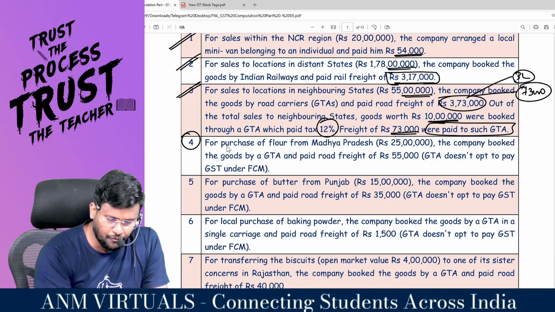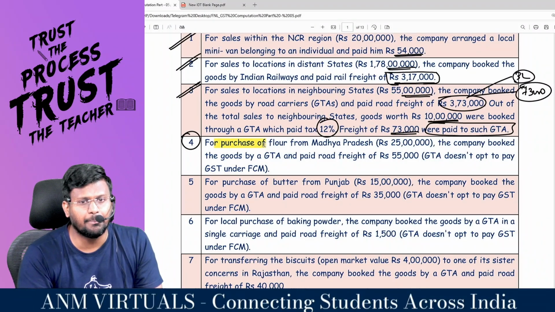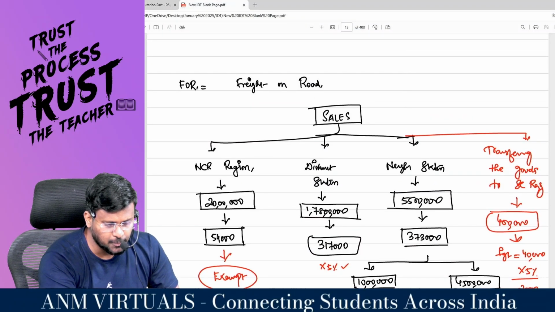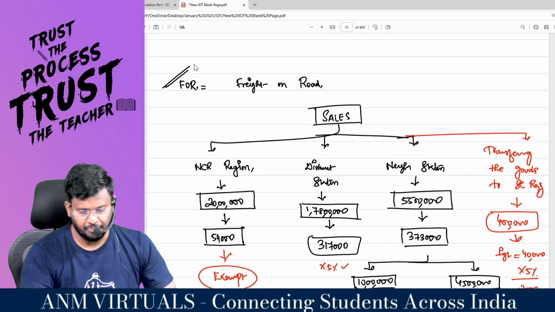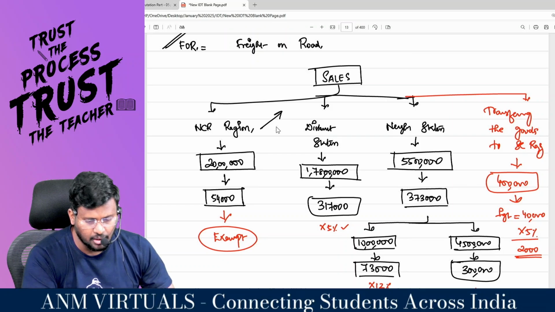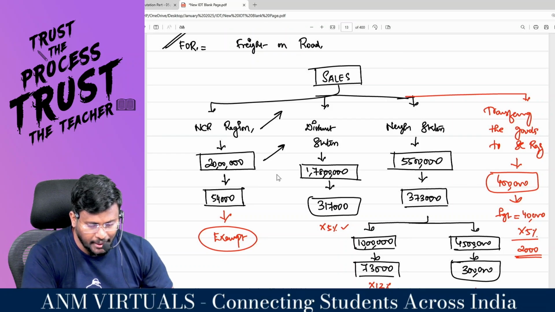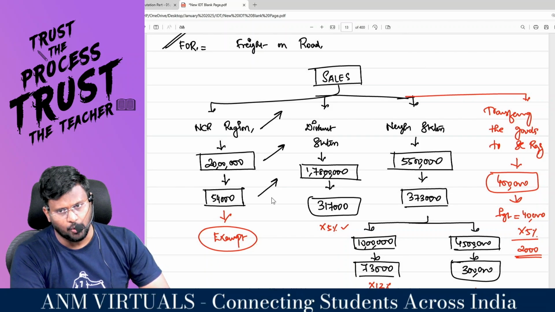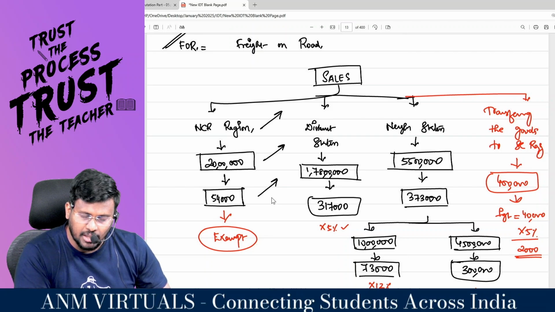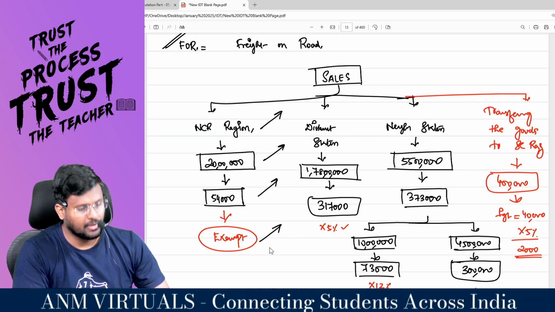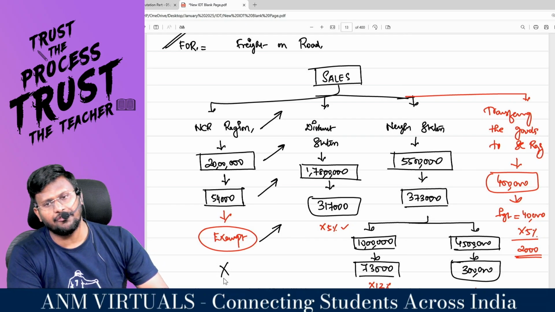So for purchase of flour, from sales, they start talking about the purchases. So basically, FOR stands for freight on road. Sales, these are the sales they have given. NCR region within Delhi itself, 20 lakh sales they made. For that, they paid a freight of 54,000 to other than a GTA. It is transportation of goods by road, hence it is exempt. For this item, no need to have RCM.